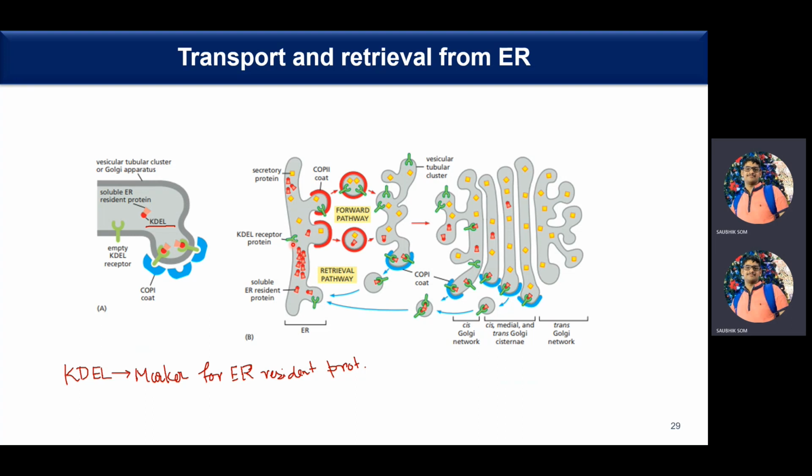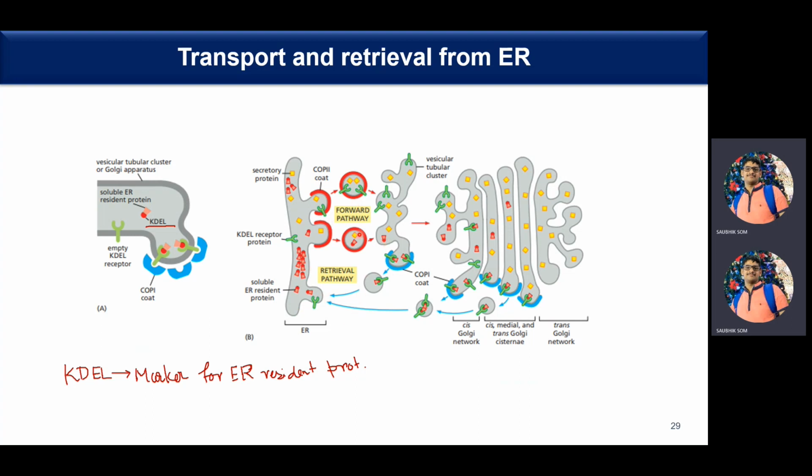As you can think, there are some ER resident proteins like these KDEL proteins. During some transport, some of these ER resident proteins also go to the Golgi bodies. In the Golgi membrane you have something known as KDEL receptors. These KDEL receptors bind to these KDEL proteins, and using the COP1 coat, they are retrieved back from the Golgi to the ER. That is known as the retrieval pathway.